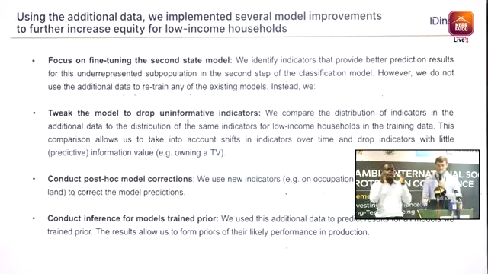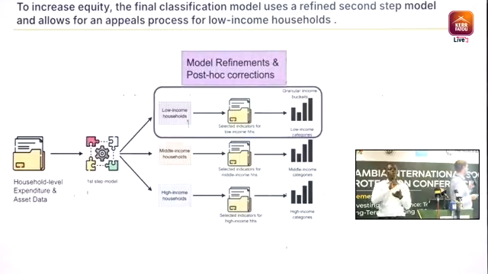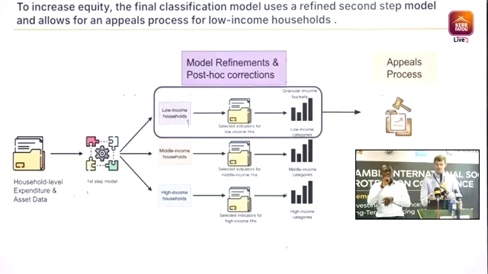with those efforts. So visually now, what I said is that we focus in particular on the low-income segment of the population. So these model refinements and post-hoc corrections are really just for the second stage model that I spoke about. And also the appeals mechanism that we introduced is only for the low-income household group.